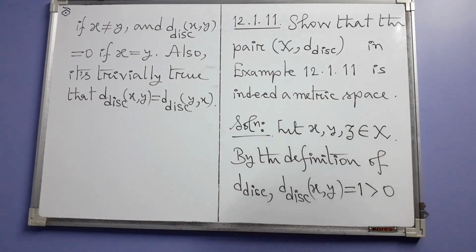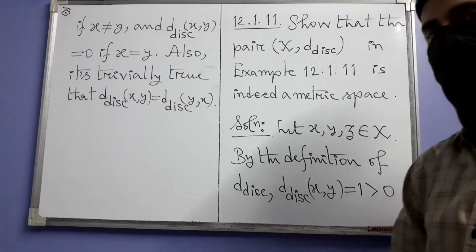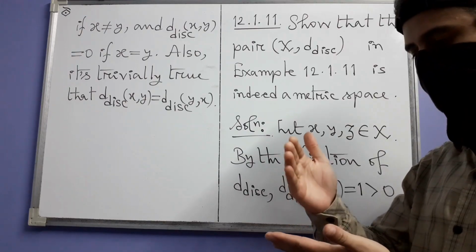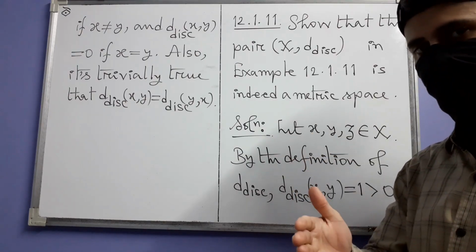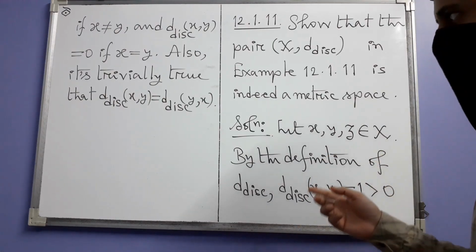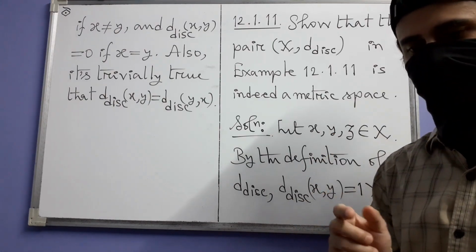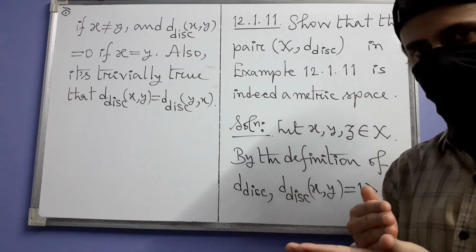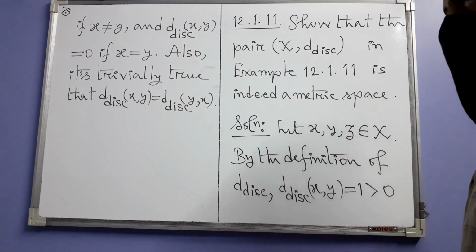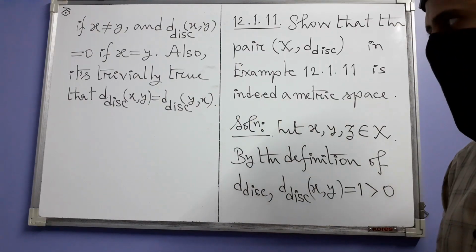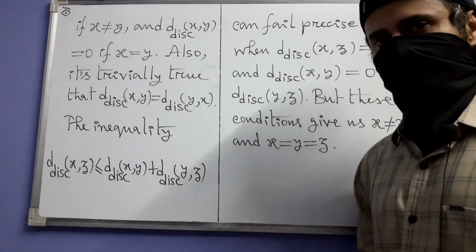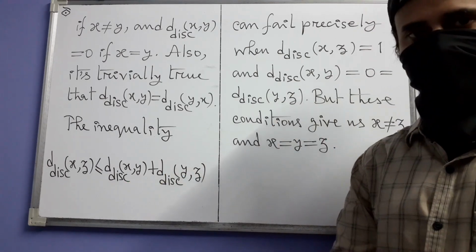Exactly how? Well, you consider these two cases. If x is equal to y, then by definition d-disk of x comma y is 0 and d-disk of y comma x is also 0. So they are equal. Otherwise, if they are different, then d-disk of x comma y is 1 and d-disk of y comma x is also 1. So then also they are equal. So that's how we have symmetry. And finally then we go for the triangle inequality. So this is our triangle inequality.